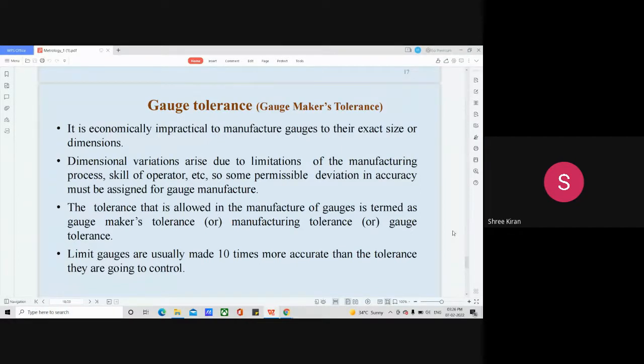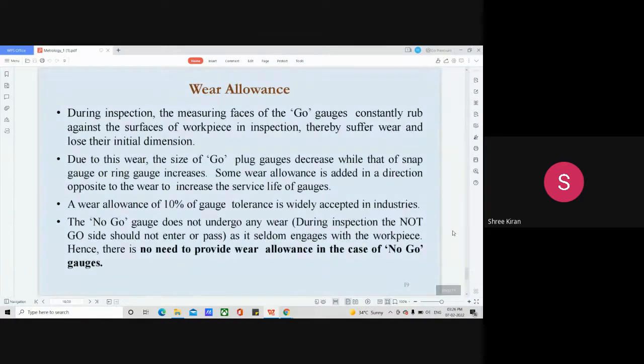So during inspection, what happens with respect to gauge makers' tolerance and wear allowance? At the time of inspection, the measuring faces of the go gauges constantly rub against the surfaces of the workpiece in inspection, thereby suffering wear and losing their initial dimensions. This is what happens in the case of wear elements.